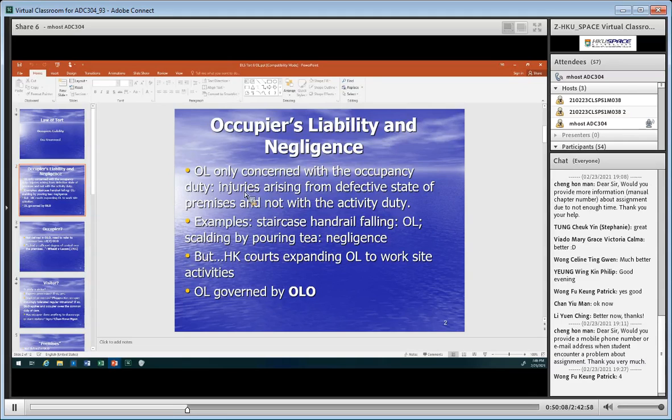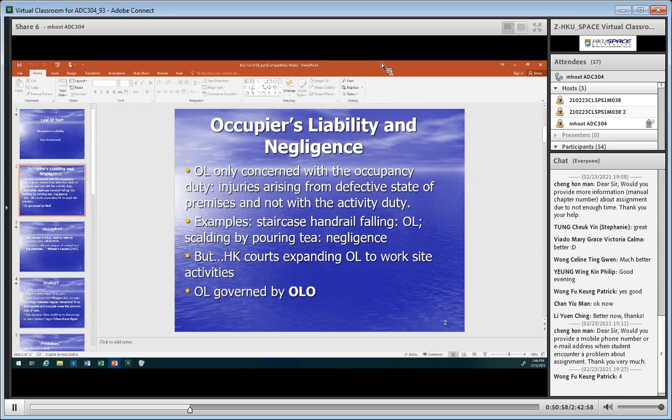If you do, then you owe a special duty very similar to a duty of care to people who visit your property. The people who visit your property are called visitors, because they are there with permission. If the people are on your property without permission, they are called trespassers. So occupiers liability only occurs in that particular situation. It's only concerned with the occupancy duty, injuries arising from the defective state of premises, not with any particular activity. If you go onto property and you fall over and injure yourself because a staircase has collapsed, then that's more in the area of occupiers liability.